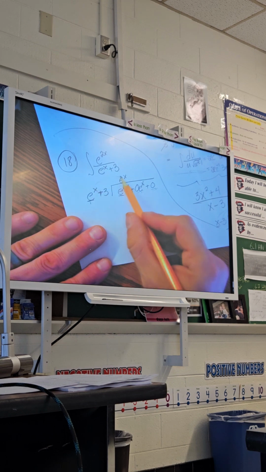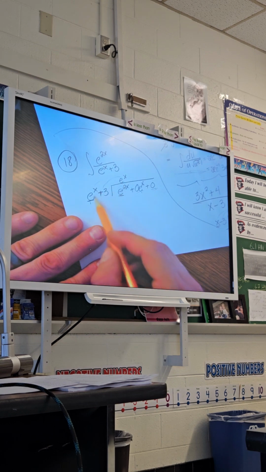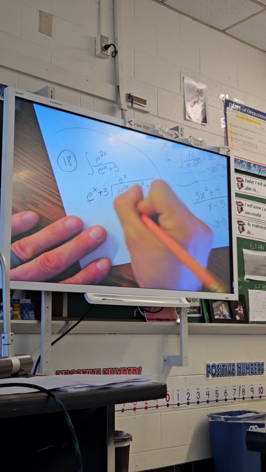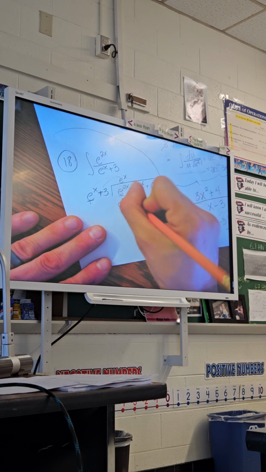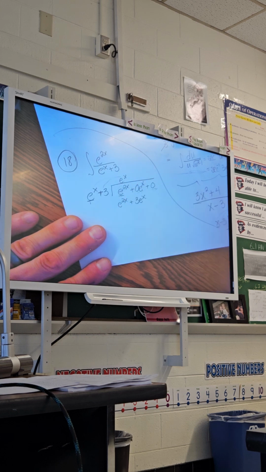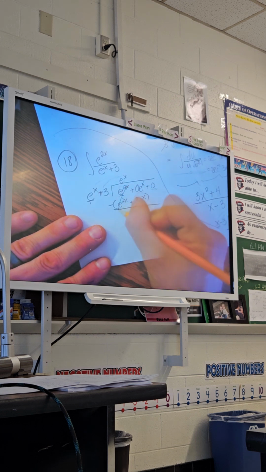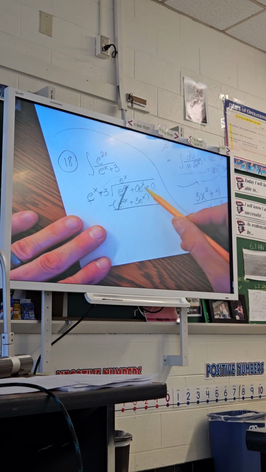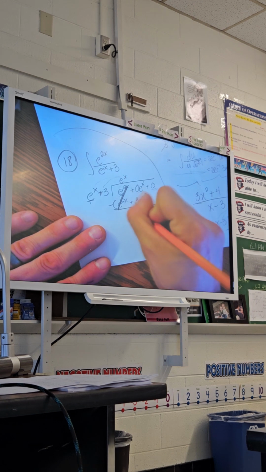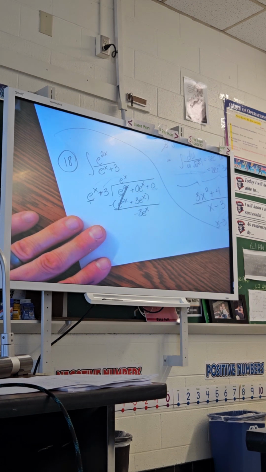Multiply this back to both. e to the x times e to the x, e to the 2x. e to the x times 3, positive 3 e to the x. And because I put this placeholder here, it actually sorts itself out. Subtract. This should always cancel at the front. What happens when you do 0 e to the x minus 3 e to the x? Negative 3 e to the x.